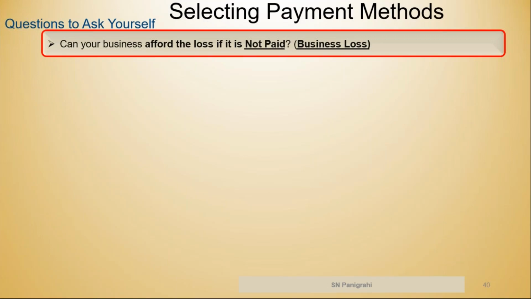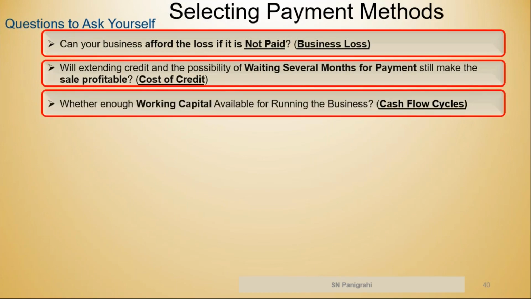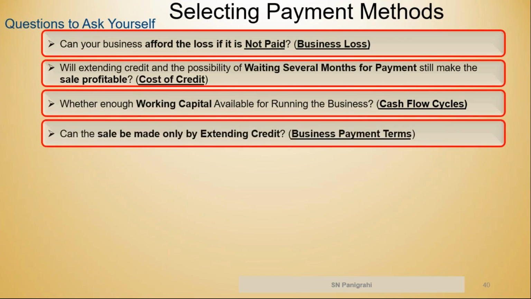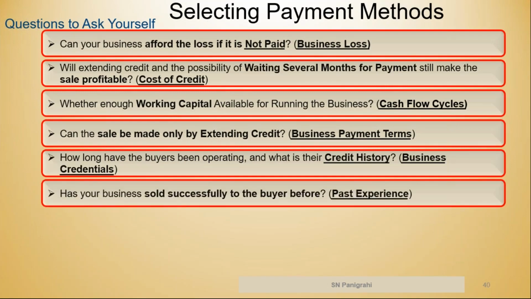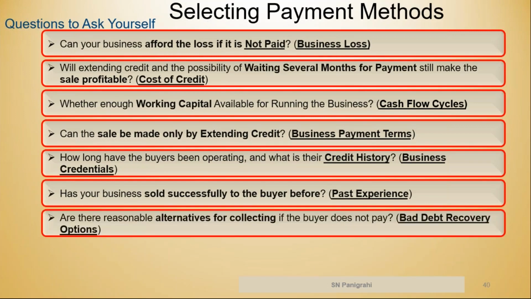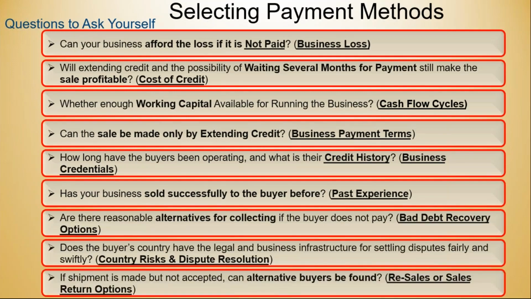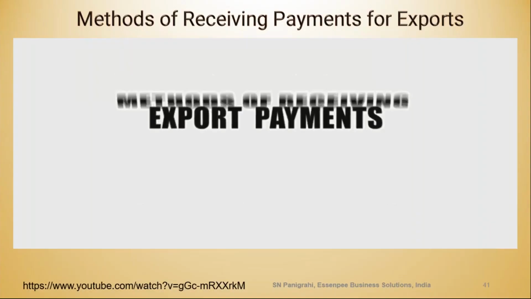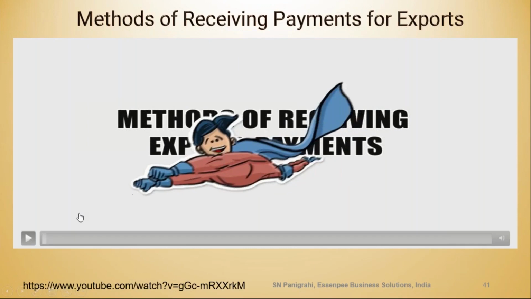Can you afford a loss if not paid? That is a business loss, because exports are risky factors, whether you can bear that loss or not. Suppose there is a waiting time, waiting for several months for the payments. Suppose you have given some credit, say 45 days credit or 90 days credit. On the 90th day you will receive, for example, the payment. Till that 90 days, whether you are able to manage the working capital and cash flows. So those things we have to discuss.